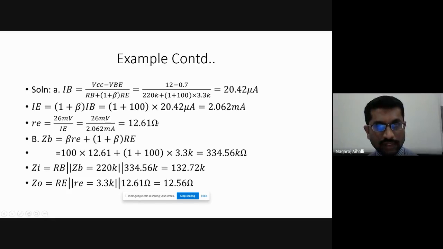Just note down these values. IB we get 20.42 microampere. IE is 2.062 milliampere. Then re is 12.61 ohms. ZB is 334.56 kilo ohms. ZI is 132.72 kilo ohms. Z0 is 12.56 ohms. Okay, just note this down quickly.